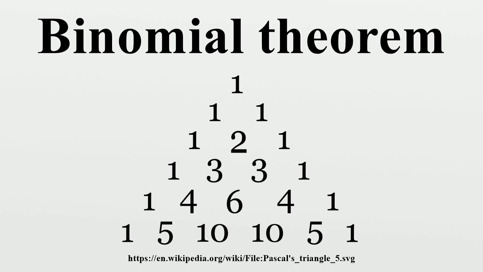The binomial theorem with n equals 2 is the geometrically evident fact that a square of side a plus b can be cut into a square of side a, a square of side b, and two rectangles with sides a and b. With n equals 3, the theorem states that a cube of side a plus b can be cut into a cube of side a, a cube of side b, 3 a-by-a-by-b rectangular boxes, and 3 a-by-b-by-b rectangular boxes.